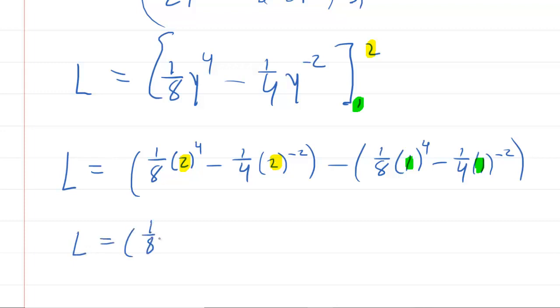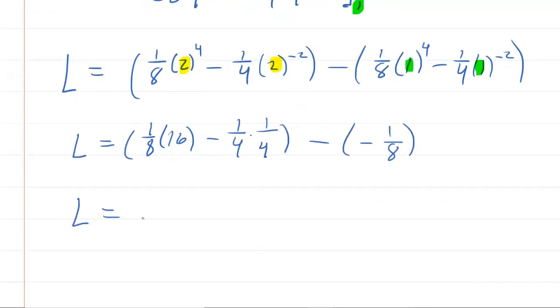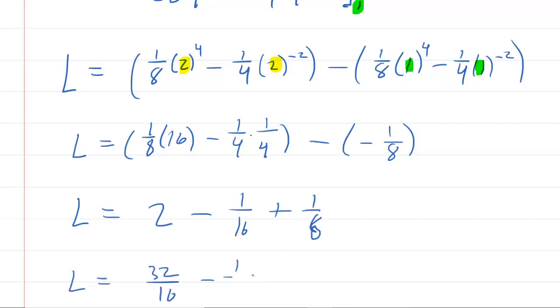Here we have 1/8 times 16 minus 1/4. 2 to the negative 2 is the same thing as 1 over 2 to the positive 2, which is the same thing as 1 over 4. Over here, 1/8 minus 1/4 is negative 1/8. And then we just continue on. 1/8 of 16 is 2. We have 2 minus 1/16 plus 1/8. Then we'll just find a common denominator. We'll have 32 over 16 minus 1 over 16 plus 2 over 16. And here we have it. 32 minus 1 plus 2 is 33. So you end up with 33 over 16.